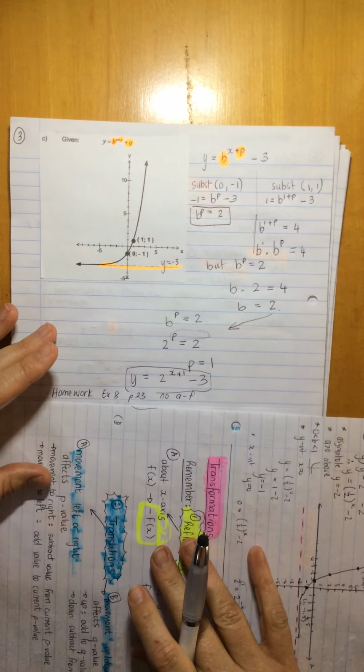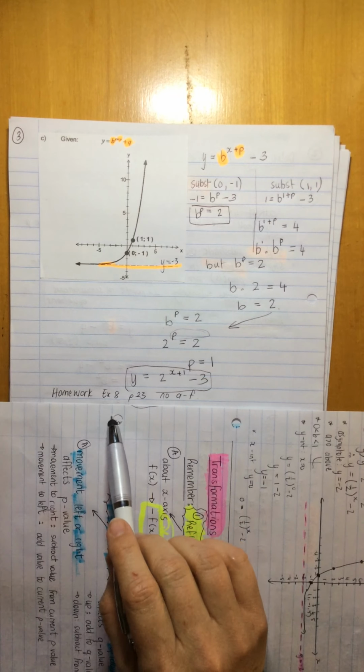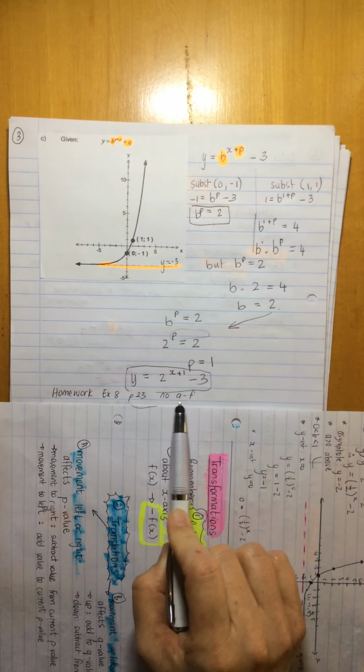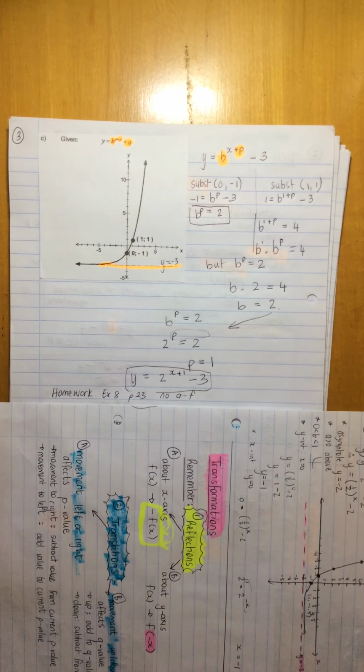Right, so what are you going to do now? You're going to do homework, exercise 8 on page 23, A to F, and that is finding the equation of hyperbolas and exponential functions.